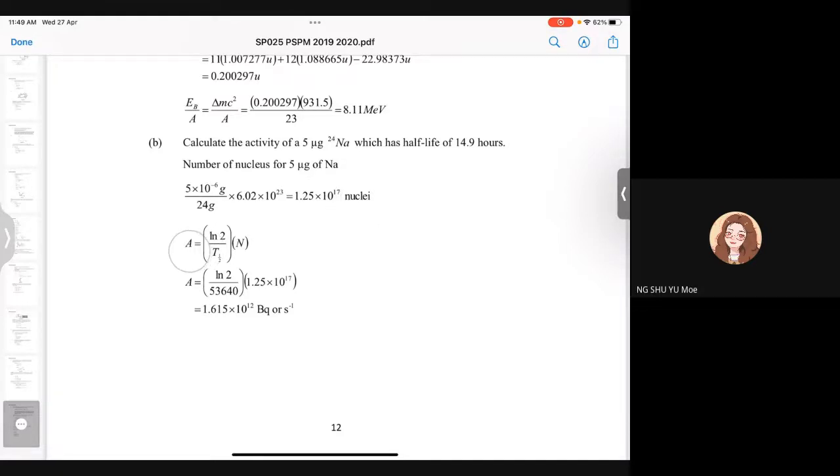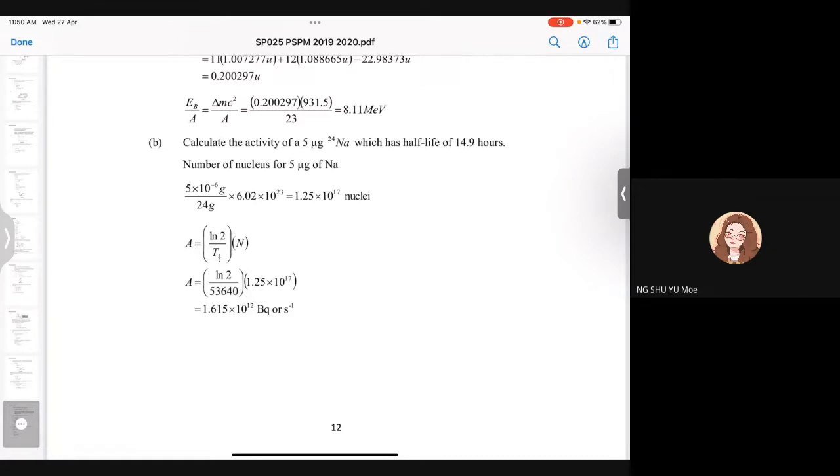Okay, lepas tu dia guna formula A equals to negative lambda T, negative lambda N. So lambda tak ada, so dia guna T half. T half sama dengan ln 2 over lambda. So ln 2 divided by T half lah. So yang ini dia tukar kepada second. Nampak tak, dia tukar pada second. So N dia dah ambil, so you akan dapatlah jawapan sama ada BQ atau S negative 1.